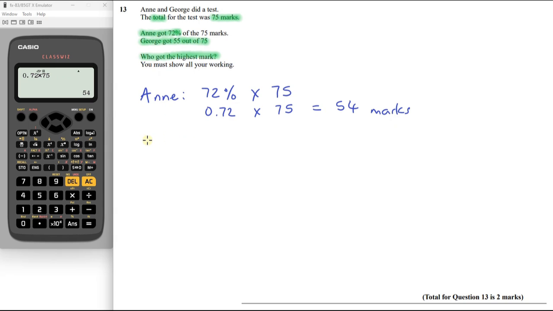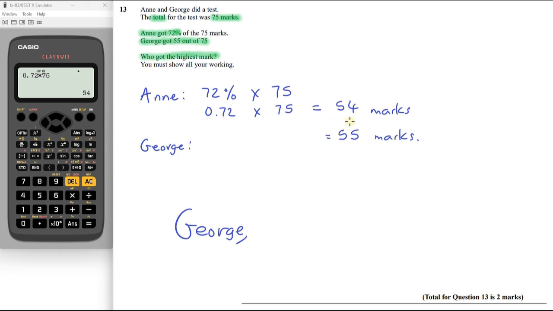Now George, well, we already know how many marks George got. We're told George got 55 marks. So now we can compare the two. Who did better? And it looks like George did better. So I'm quite pleased. The boys did better in this exam just by 1 mark. So we need to say George. George is my answer. And we need to give a reason.